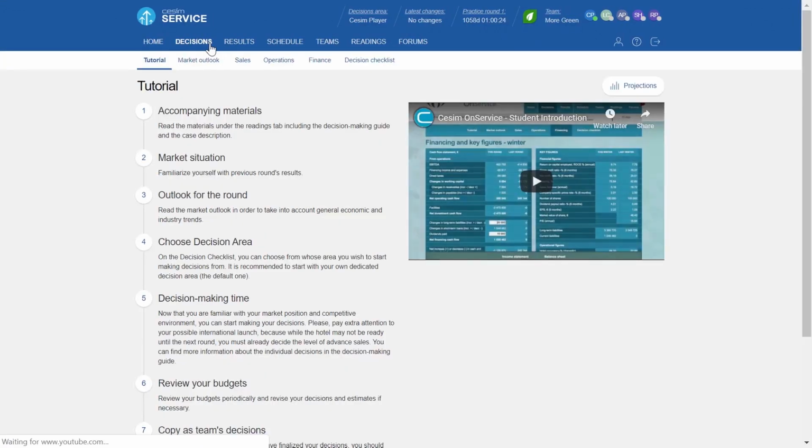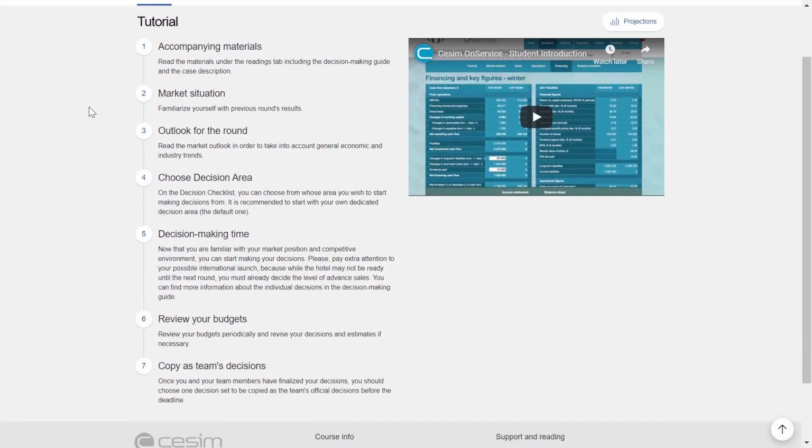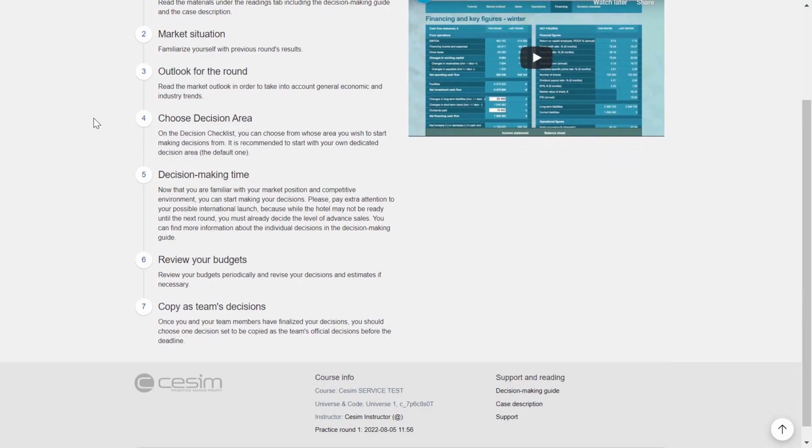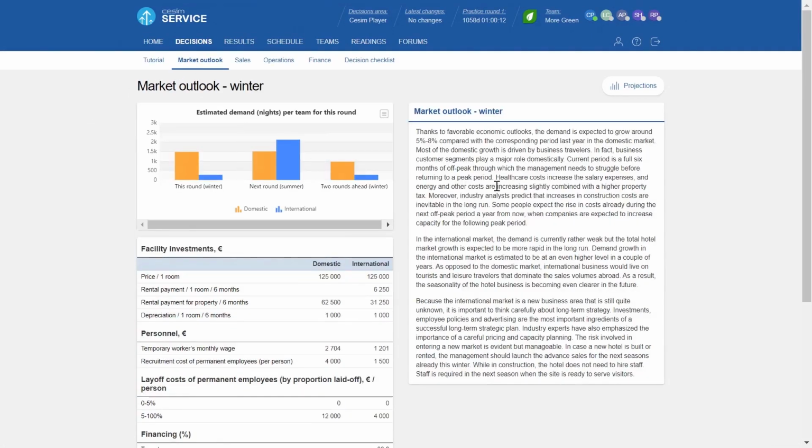All right, so the first page that you find is a tutorial where you find suggested steps for decision making. And then the next one is the market outlook, and here on the market outlook page you find information about what is happening in the operating environment. So it is very important that you read this whenever you are starting a new round.